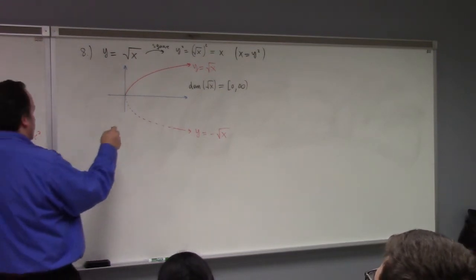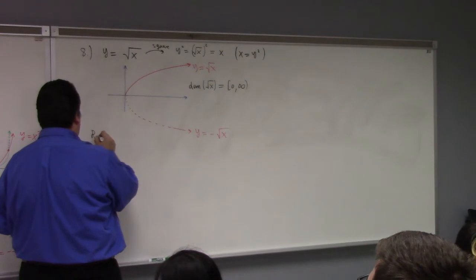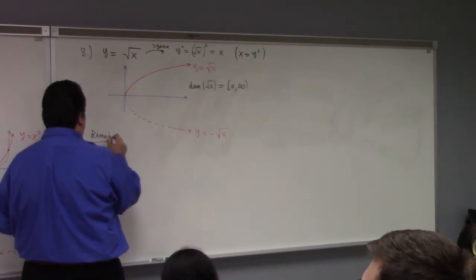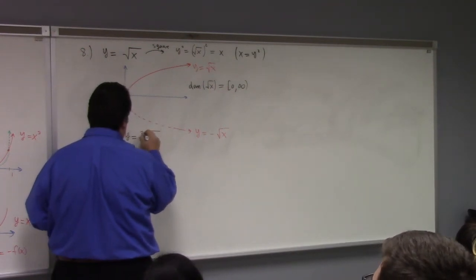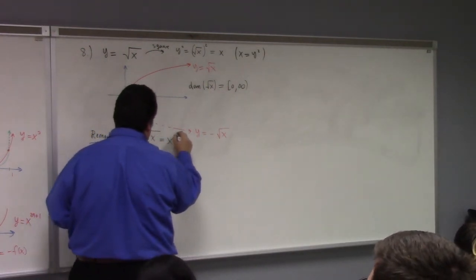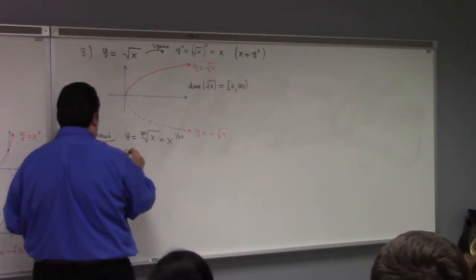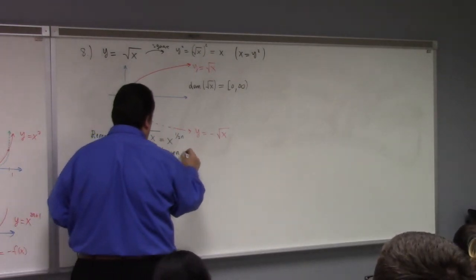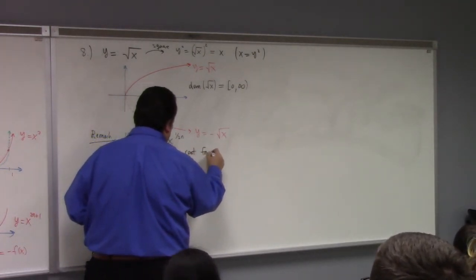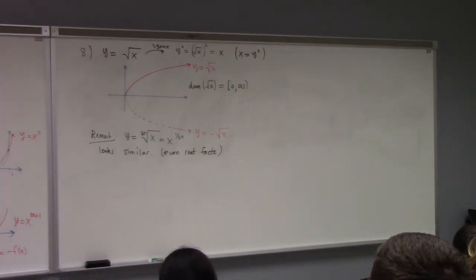Now, by the way, let me just make a remark. Y equals the square root, we'll put a 2n up here, of x, which is x to the 1 over 2n, looks similar. So these are so-called even root functions. Any even root function has a domain which is the non-negative reals.